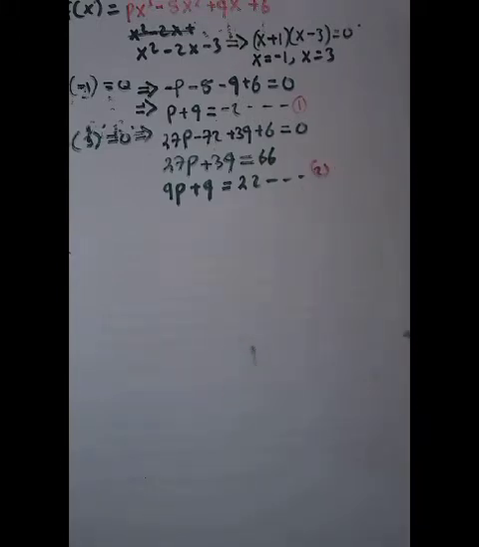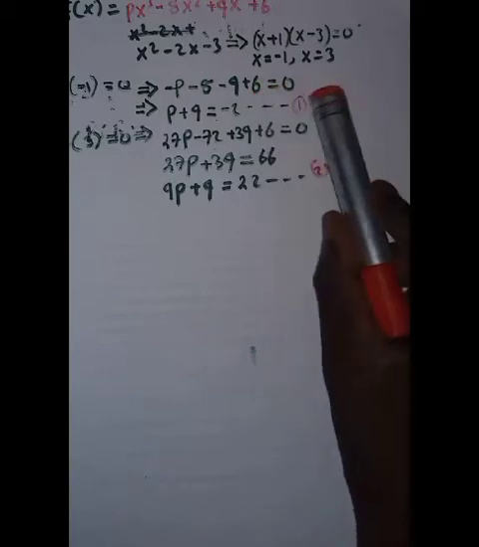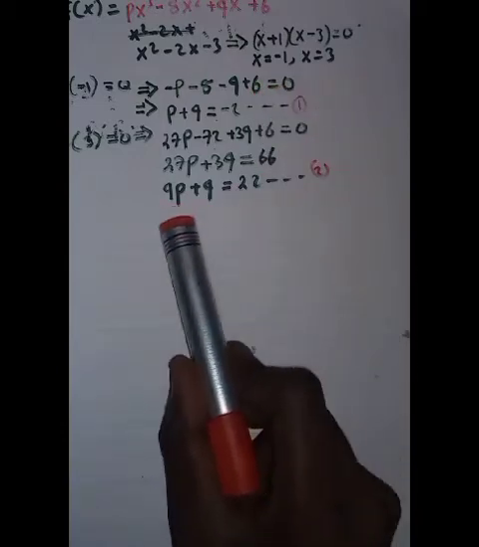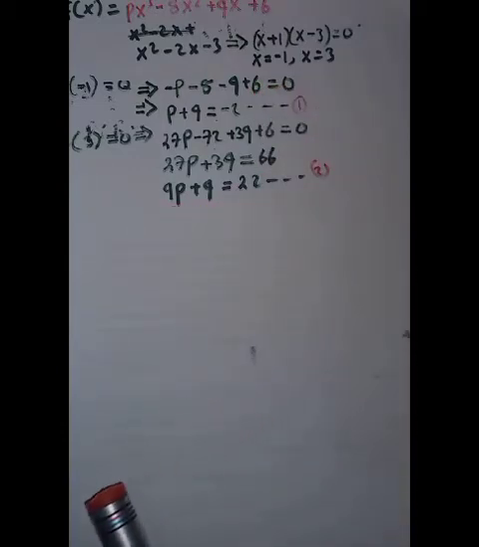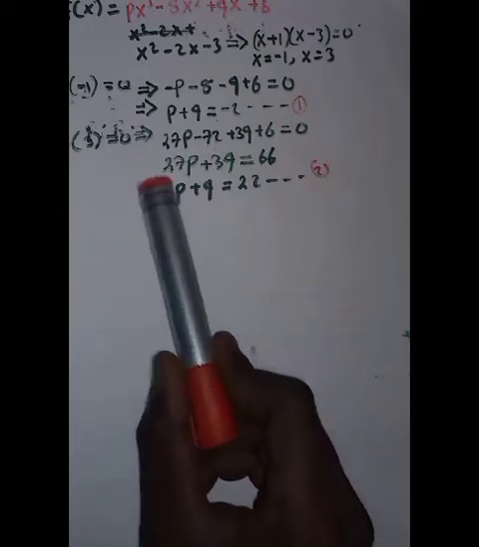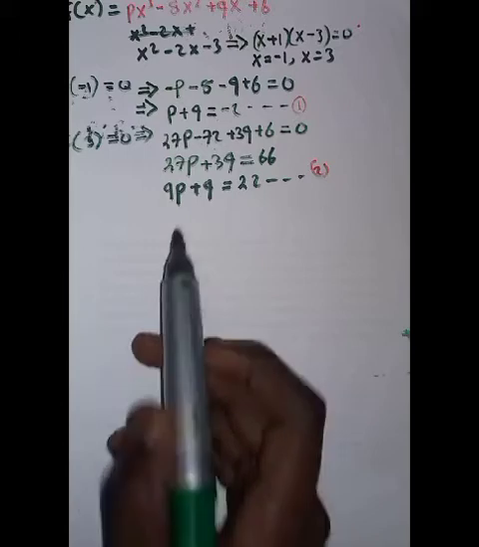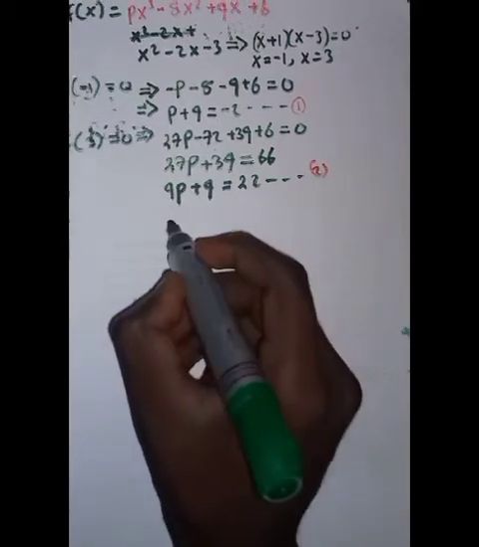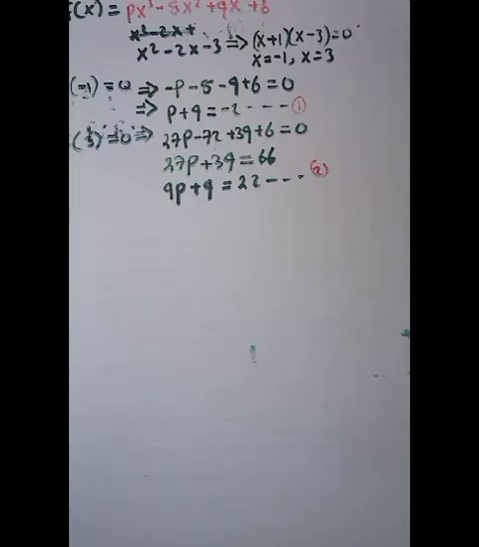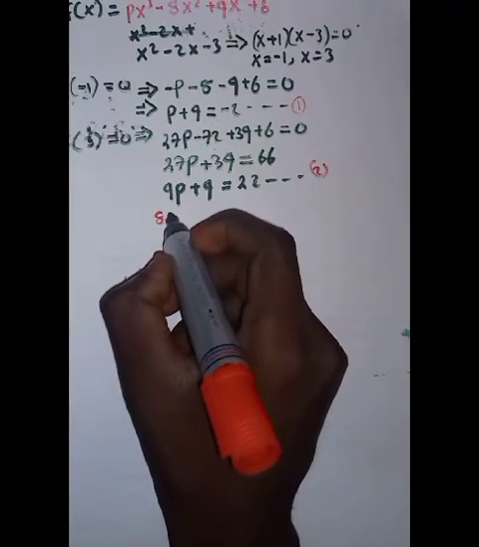Now we are going to solve the two equations simultaneously. This is equation 1: p plus q equals negative 2. To solve this conveniently, we can take equation 2 minus equation 1. By so doing, we are going to eliminate q. So this is going to be 9p minus p, which gives us 8p.